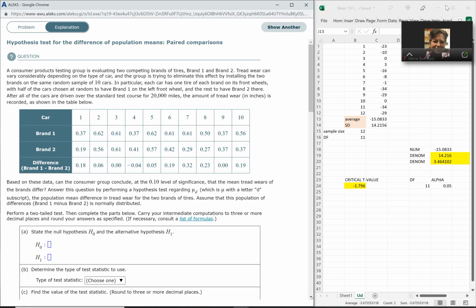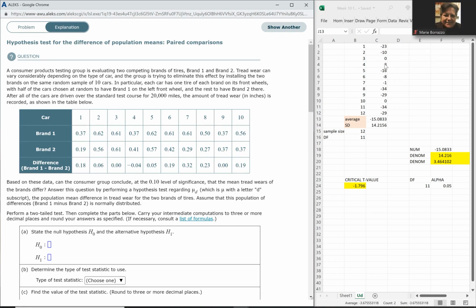What's really cool about these is you can just use the difference, just a column for the differences. In this case, we only have 10, so I'm glad that this came up, because this is the next one I'm going to show you. So notice that this is 0.18, 0.06, 0, negative 0.